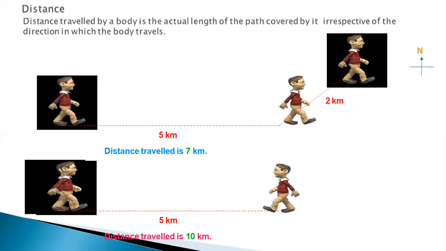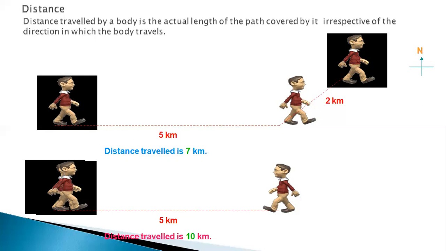So remember, distance is a scalar quantity. It doesn't have any direction. It has only magnitude. For example, 5 kilometer, 7 kilometer, 2 kilometer, 10 kilometer and 3 kilometer, 500 meters. So these are the things how we express distance.